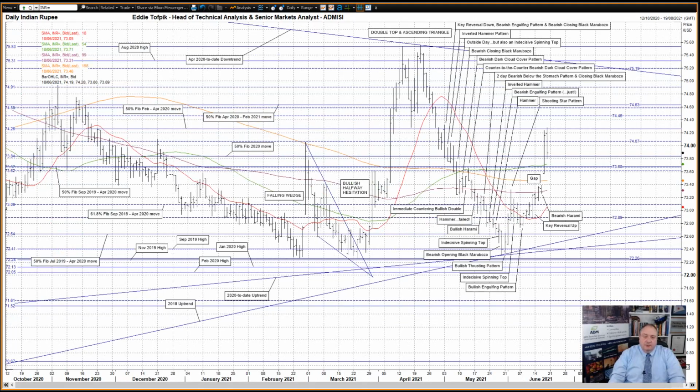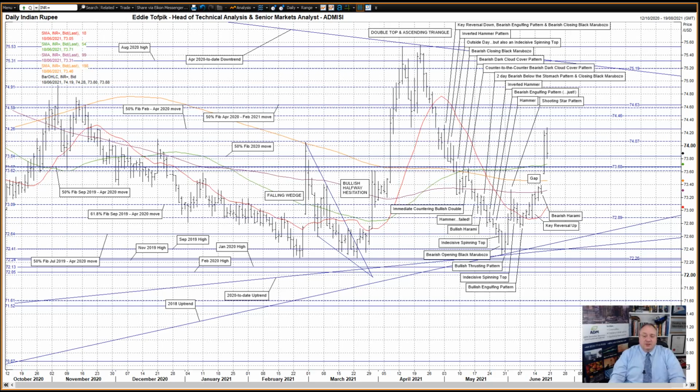US dollar against the Indian rupee. A gapping higher, bullish opening long white Marubozu yesterday, gapping over the long moving average, currently at 73.46, and punching up and closing over the 50% Fibonacci line of the September 2019 to April 2020 move at 73.68.